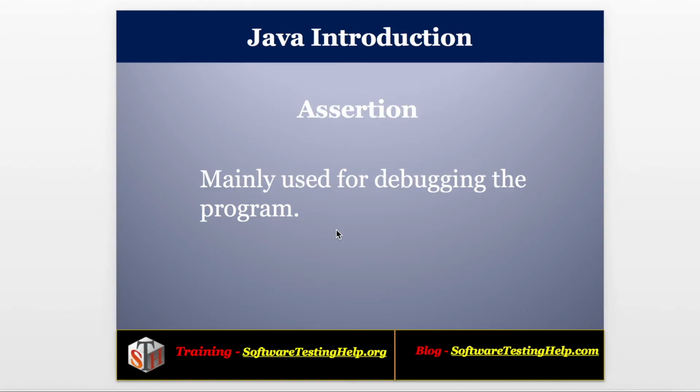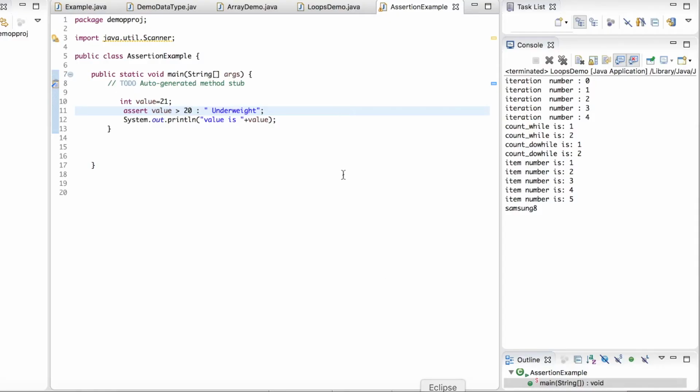Now we will see about assertion. Mainly, assertion is used for debugging the program. While programming, you make many assumptions. To test all those assumptions in the programming, we can use assertion. Now we will see a program to explain assertion. So here I have created an assertion example program. AssertionExample is the class name. Under the main method, I'm going to explain assertion.